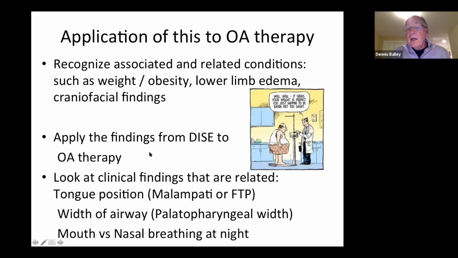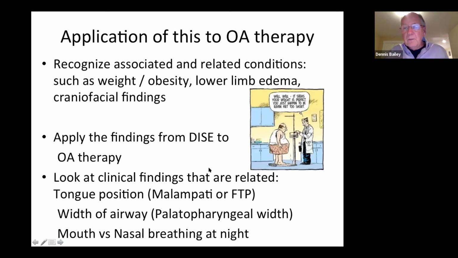And there are studies that have used nasal endoscopy to determine if with jaw repositioning the airway improves. There's only a few, but the studies that are out there looking at nasal endoscopy for this are not looking at it the same way they do for Inspire. They are looking at it in the awake state mostly. And that's just a fallacy. We have to know what's going to happen as best we can during what would be induced sleep. Looking at clinical findings that are related, they look at tongue position, the Mallampati, or what's called the Friedman tongue position, width of the airway, or what's called palatal pharyngeal width, and mouth versus nasal breathing at night.